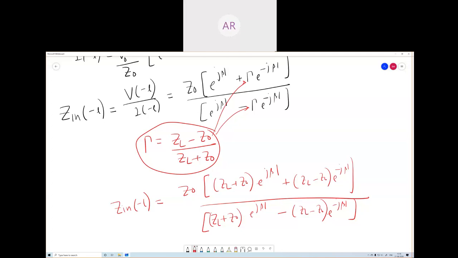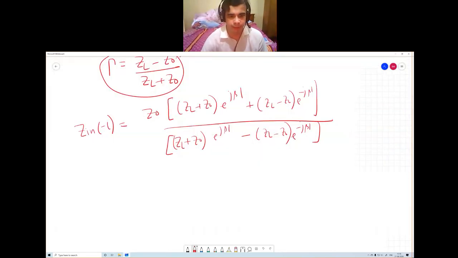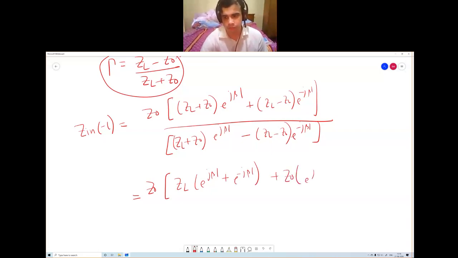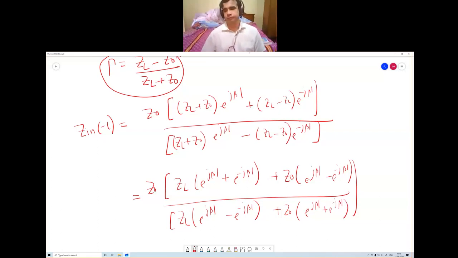Now let us segregate the terms containing ZL and Z0. Let us segregate terms containing ZL and Z0; the outside Z0 stays as we cannot do anything about it. Do you agree?